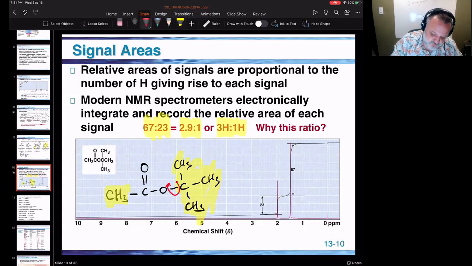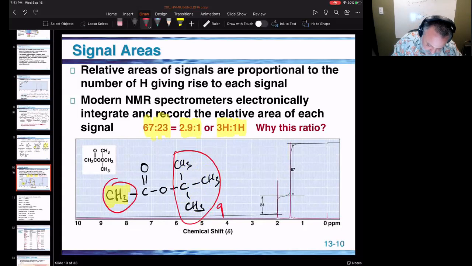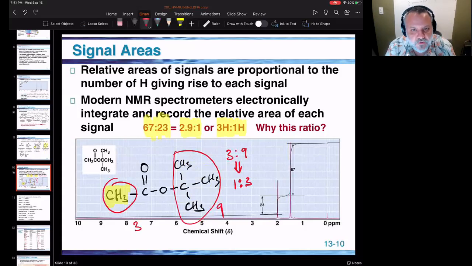So if I were to come back and look at the structure, I would say all of these hydrogens are the same, and there's 9 of them. All of these hydrogens are the same, and there's 3 of them. So the signal ratio should be 3 to 9, and then we would reduce that to its lowest whole number ratio, so it's 1 to 3. And of course, I've just reversed it. It's the same ratio, right?